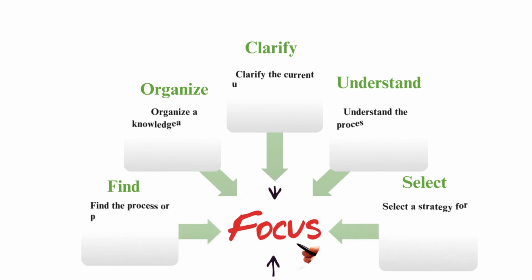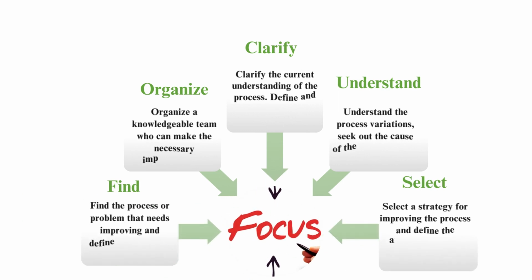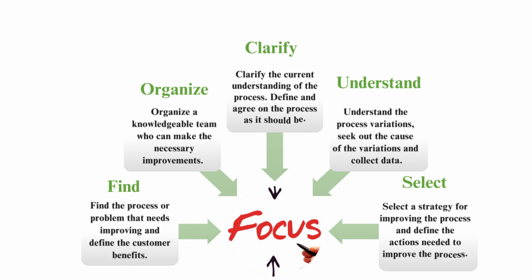The phases of FOCUS are as follows. The first phase in FOCUS is Find. In this phase, we find the process or problem that needs improving and define the customer benefits. Moving to the next phase, Organize, is a knowledgeable team who can make the necessary improvements. Next, we have Clarify. It is the current understanding of the process. Define and agree on the process as it should be. Then we need to understand the process variations, seek out the cause of the variations, and collect data. Finally, Select is a strategy for improving the process, defining the actions needed to improve the process.